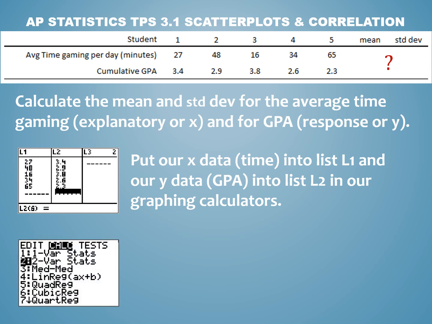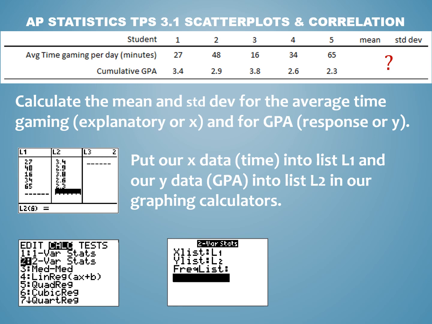All right, now what we want to do is go back and hit Stat. This time cursor over to Calculate, and we want to choose 2-Var Stats. Now we've done this in chapter 1 when we did 1-Var Stats, because we were only dealing with 1 variable, but we've got 2 variables, so we'll choose 2-Var Stats here. And then it gives us this. And so we want to say our X list is in list 1 and our Y list is in list 2.